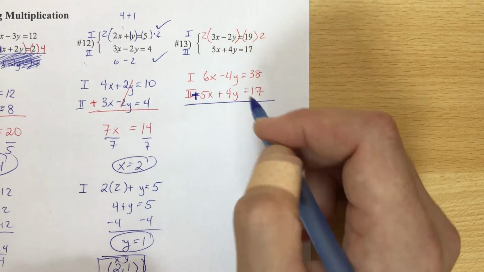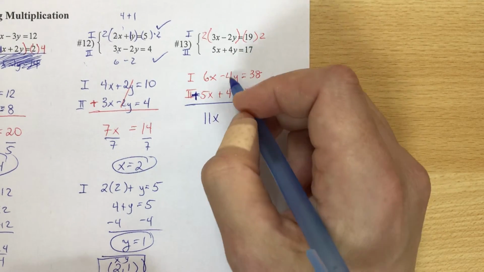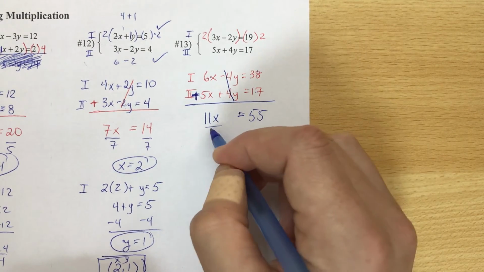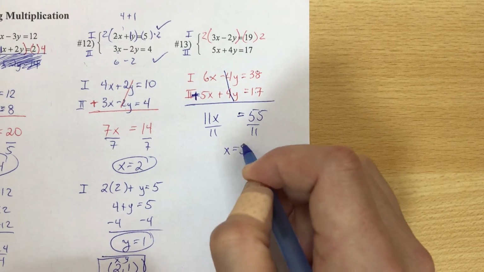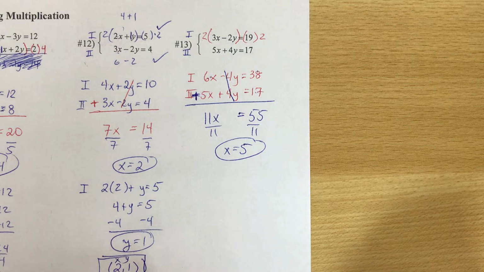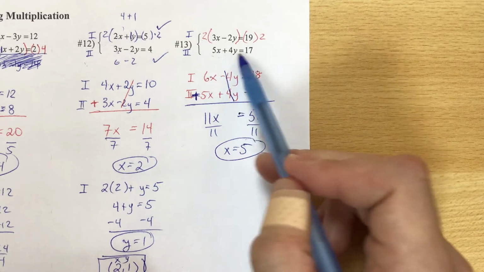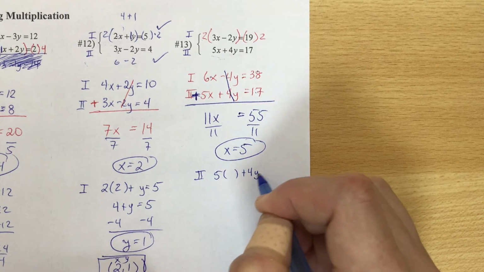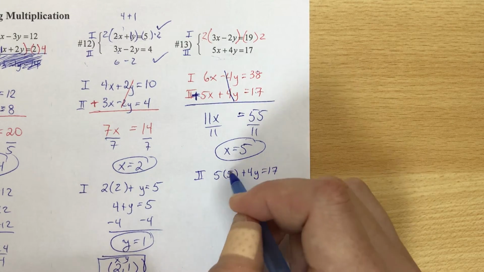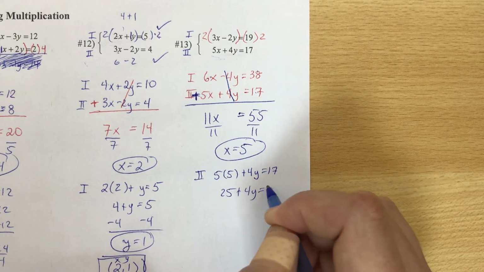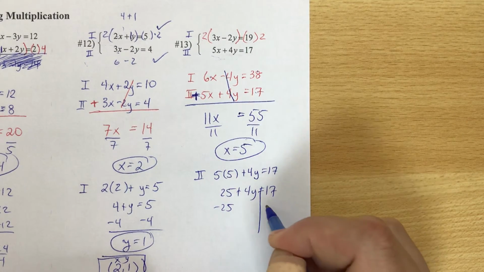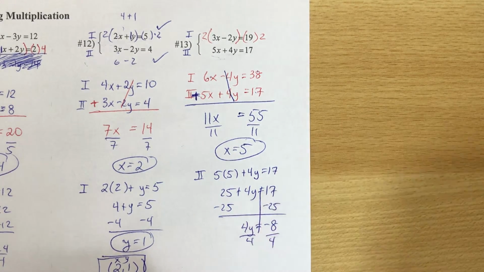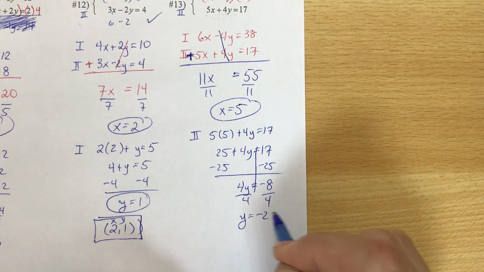I'm going to put that plus sign there. 6x plus 5x is 11x. The y's eliminate. 38 plus 17 is 55. We can solve that. 55 divided by 11 is 5. Now to find the y, I'm going to take the second equation this time. 5x plus 4y is 17. The x is 5, so 25 plus 4y is 17. Let's subtract 25, left side, right side. That's negative 8. Divide by 4, and we get y equals negative 2.